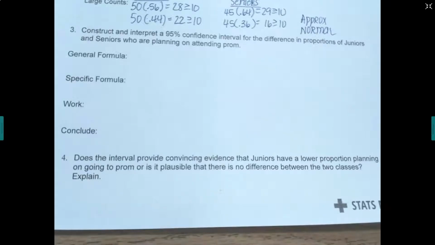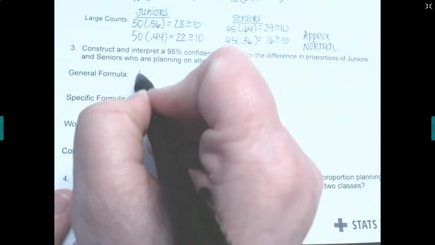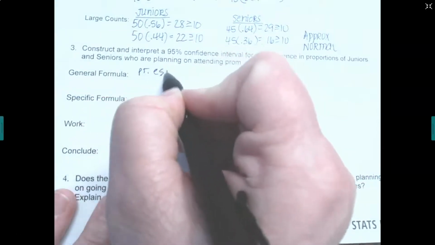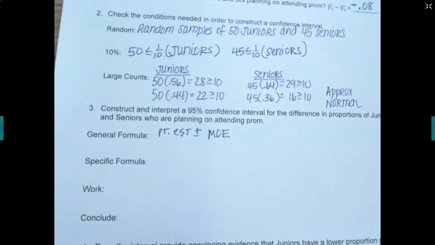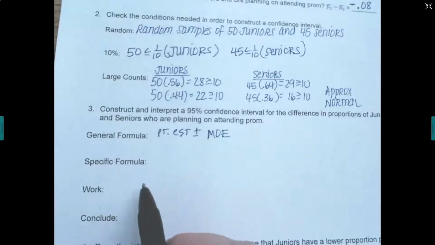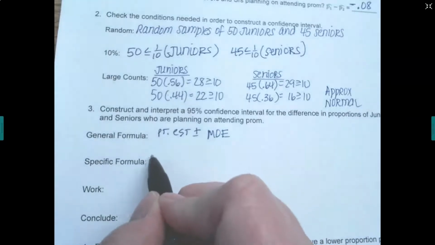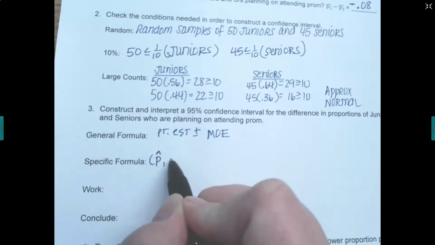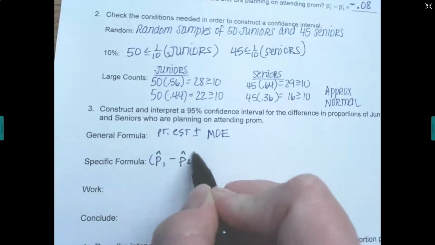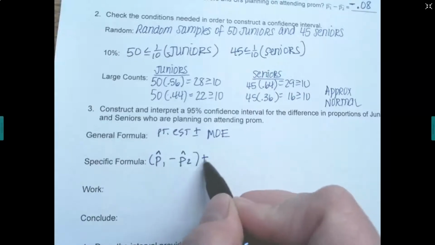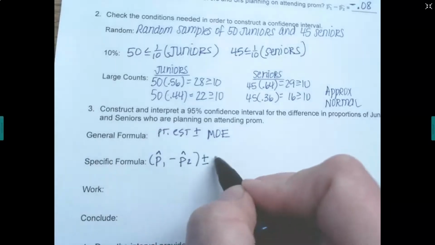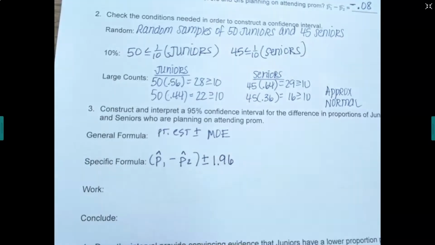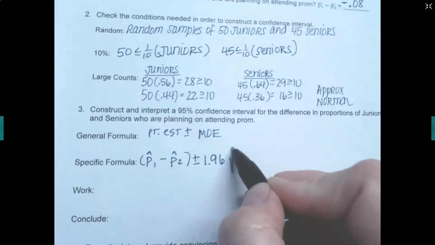Okay, so now let's construct and interpret a 95% confidence interval for the difference of proportions of juniors and seniors who are planning on attending the prom. In general, we're going to find our point estimate, and add and subtract the margin of error. The specific formula: our point estimate is p-hat 1 minus p-hat 2, plus or minus, to find our margin of error, we have a 95% confidence level, so the critical value there is 1.96, times the standard error of the statistic.